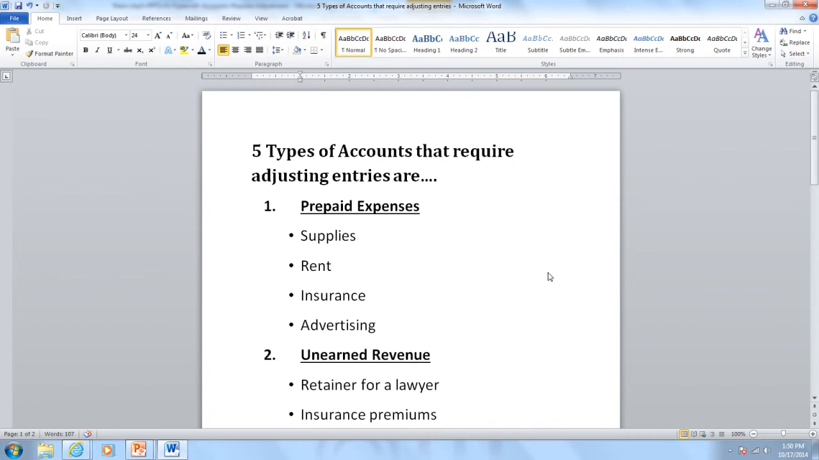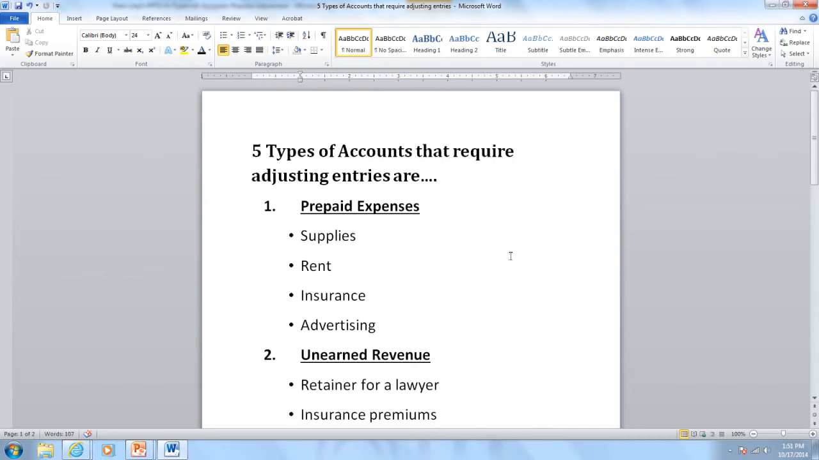Okay, so in this little video, I'm going to explain the 5 types of adjusting entries, and then I will do a separate video for what happens if you forget to do them and how it affects your outcome on your financial statements. And then I will also do separate videos for each of the adjusting entries and what accounts they affect and how. Okay, here we go.